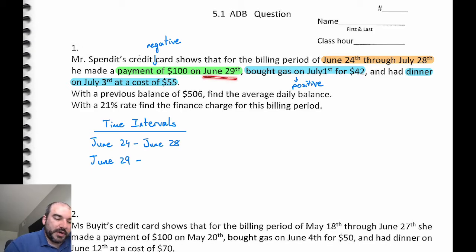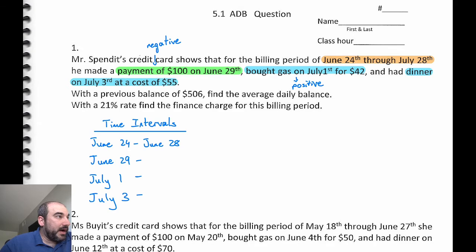So each of these transactions, the June 29th, the July 1st, the July 3rd, those are all going to start new time intervals. So June 29th is going to start a time interval. July 1st is going to start a new time interval. And July 3rd is going to be the start of a new time interval. So each transaction you do with the credit card is going to start a new time interval for us.